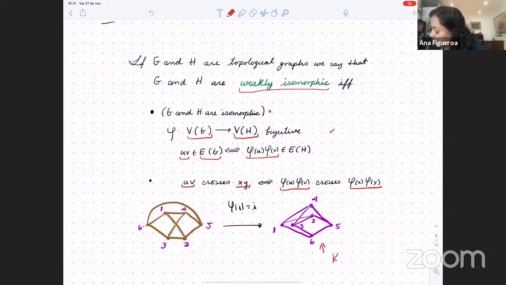This was K3,3, right? And I will say this drawing is weakly isomorphic to this one, this topological graph, because I have this isomorphism for which if an edge crosses, then the respective images also cross, right?